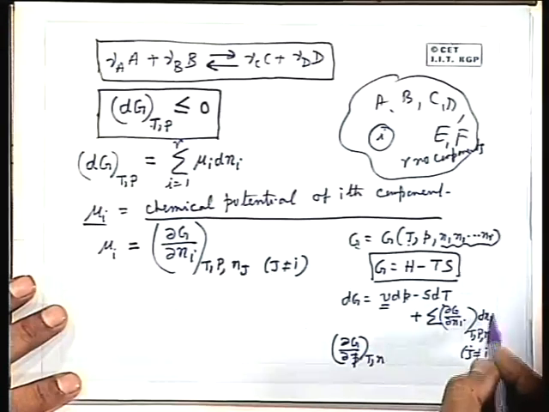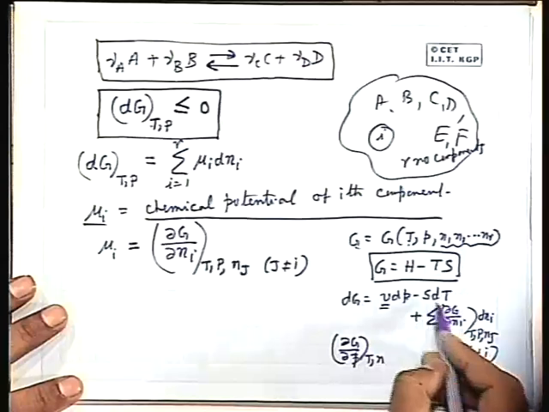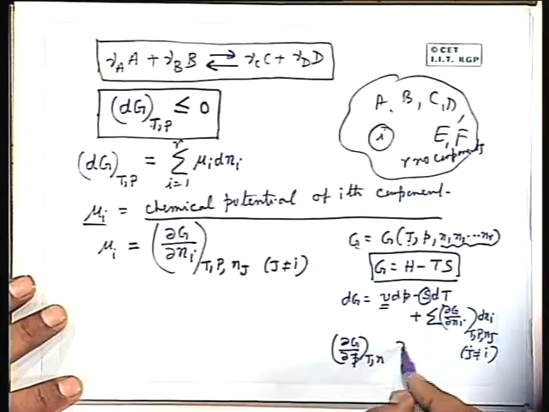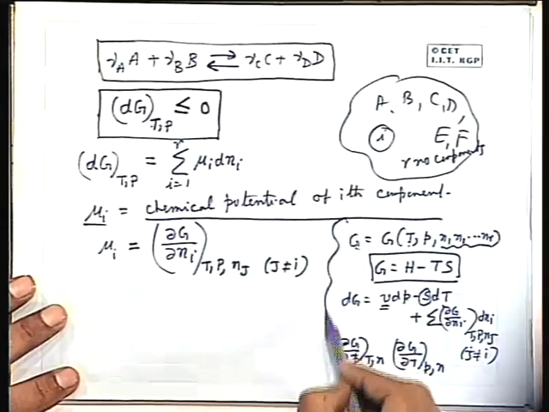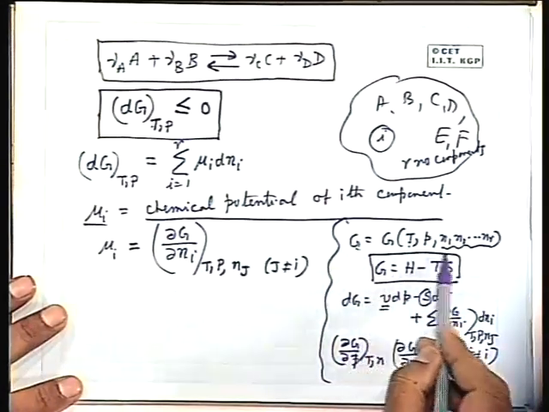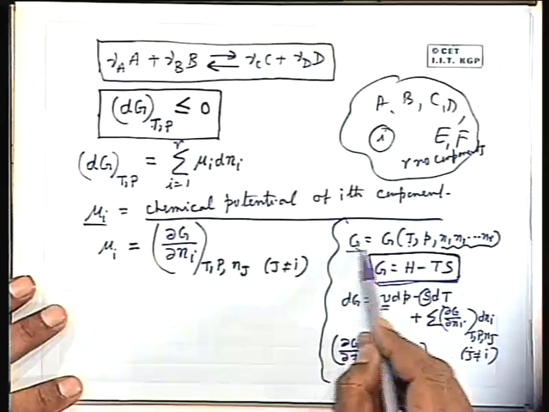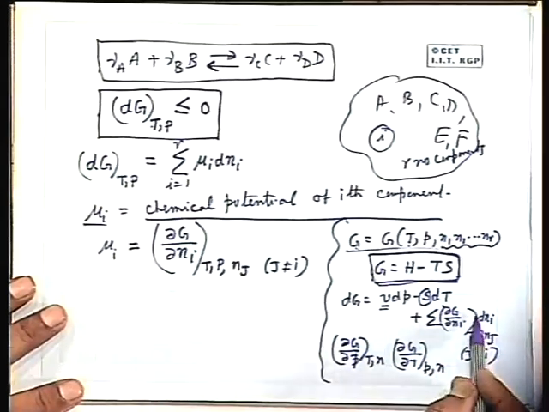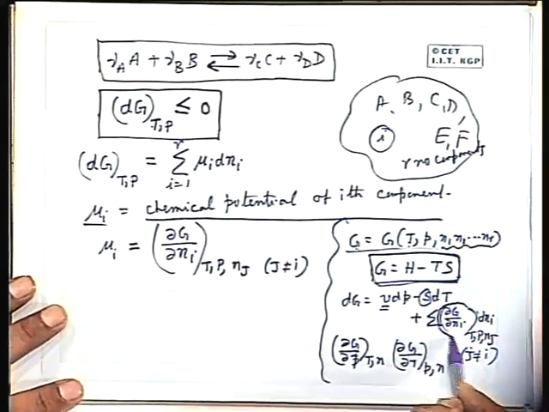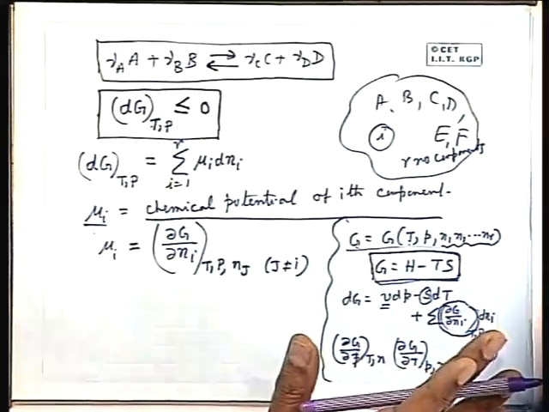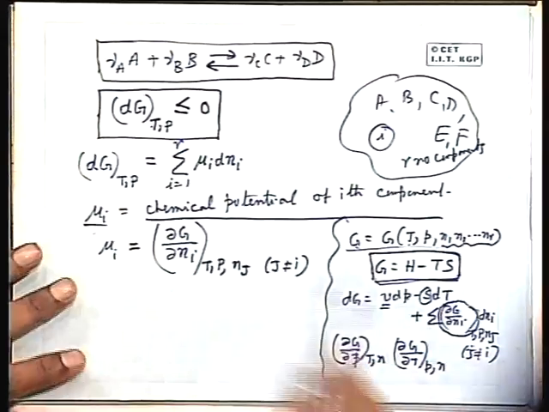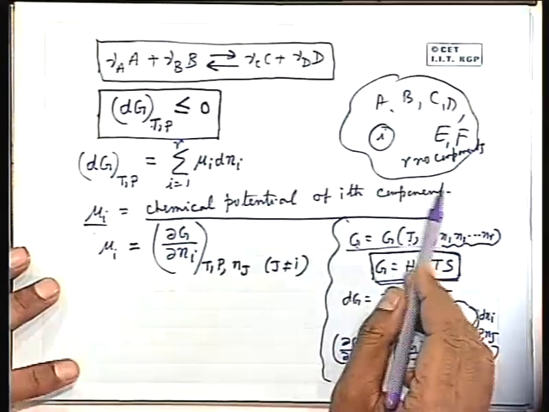And this thing is nothing but, from the definition, del G del T at constant P and N. So if you make use of this and the definition of G = H minus TS, you can define this, and this quantity is defined as the chemical potential of the ith component. Only this much information you have to know.